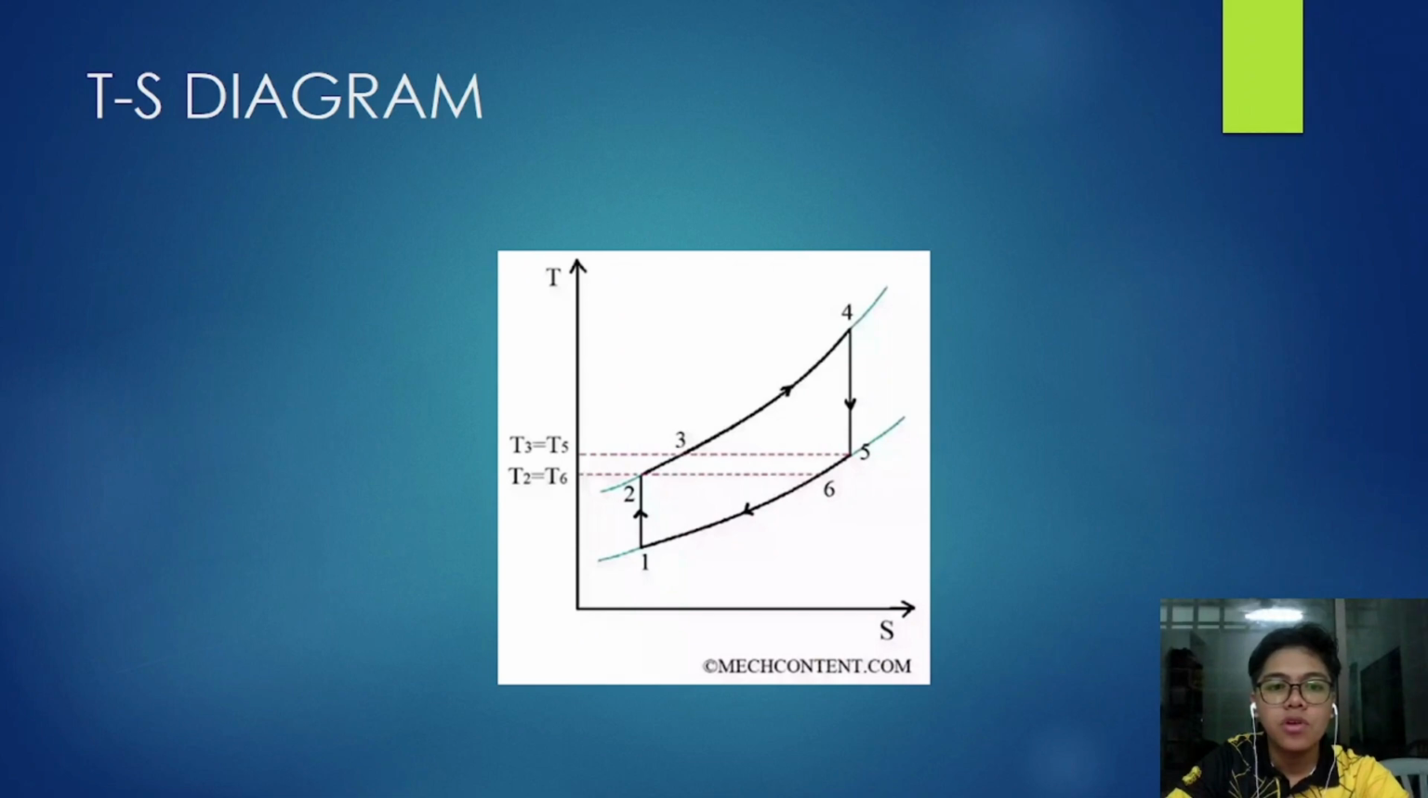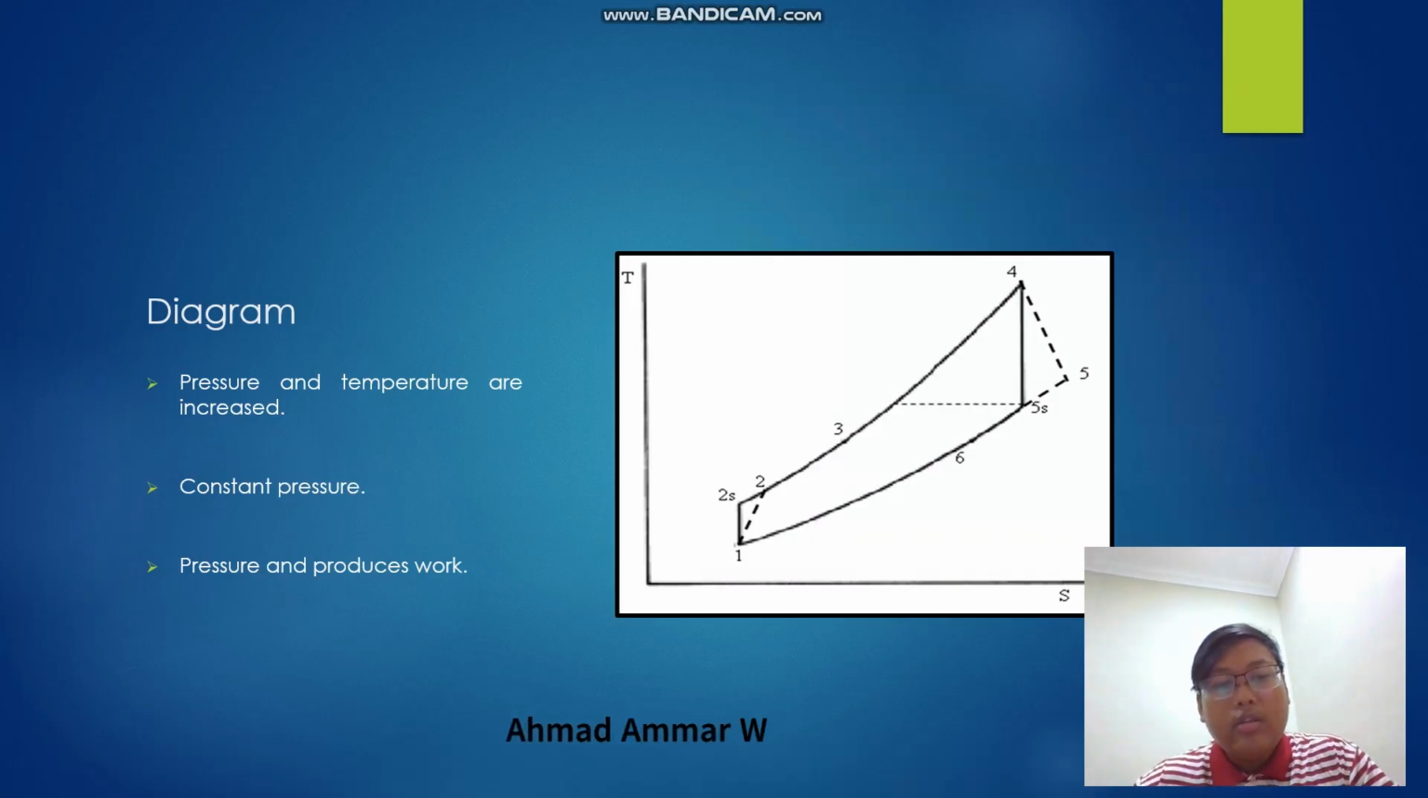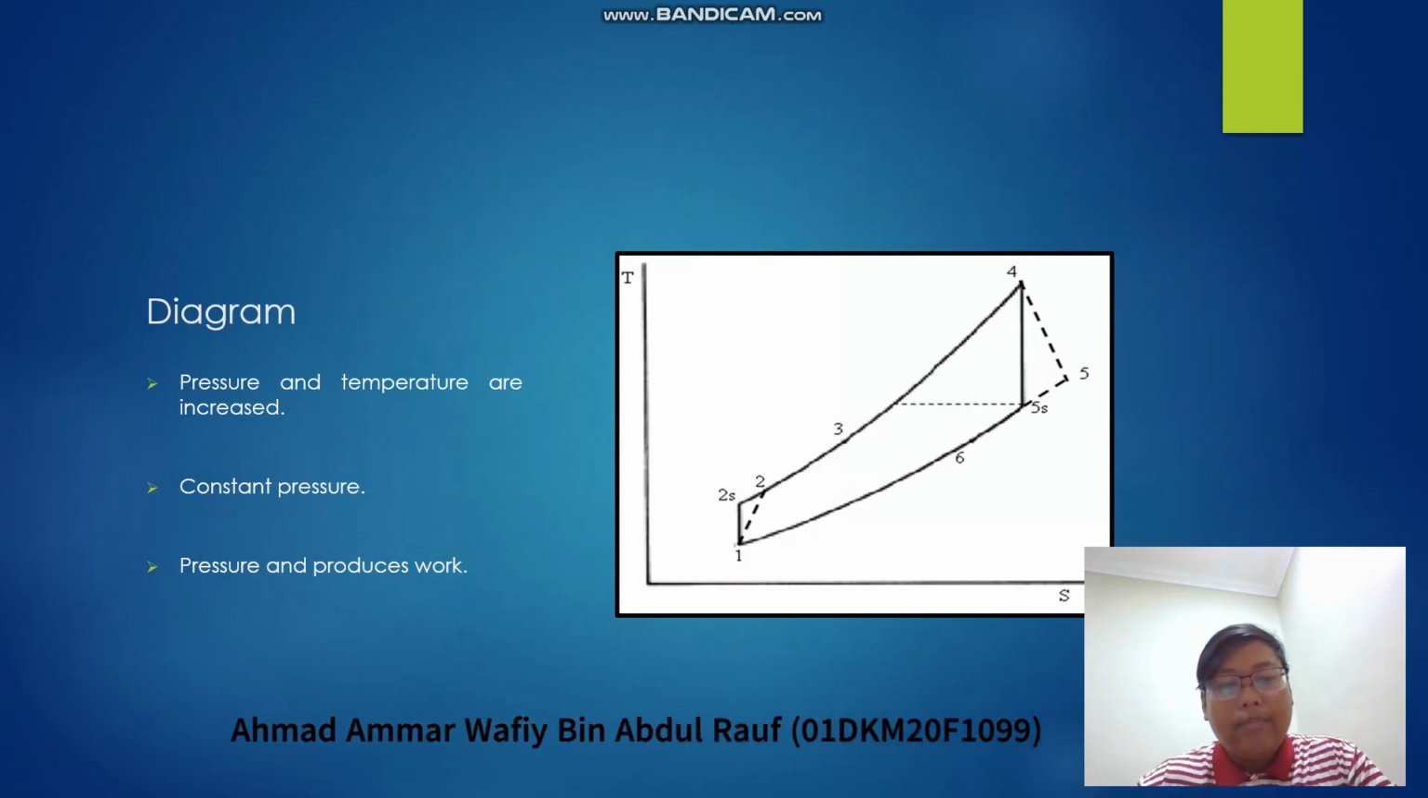For the diagram, 1 to 2 is isentropic compression, 2 to 3 is constant pressure heat addition, 3 to 4 is constant pressure heat addition, 4 to 5 is isentropic expansion, and 5 back to 1 is constant pressure heat rejection. I will present this diagram.